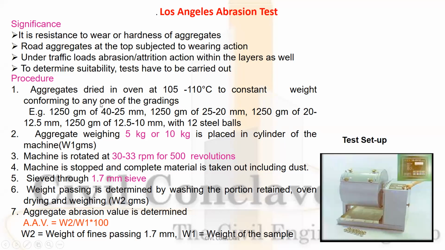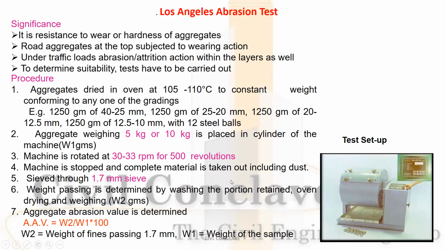Again, the same procedure. Aggregates should be weighed, for example 5,000 grams or 10,000 grams. For example, the grading will be 1,250 grams of 25 to 20 mm, 1,250 grams of 20 to 12.5 mm, and 1,250 grams of 12.5 to 10 mm, with 12 steel balls. Aggregate weighing 5 kg or 10 kg is placed in the cylinder of the machine, which is known as W1 grams. This is the machine I'm showing you.